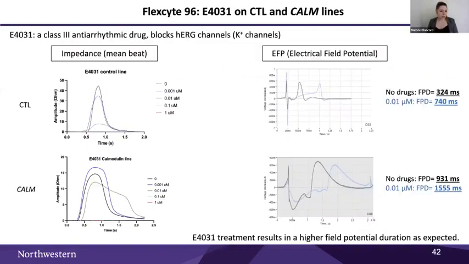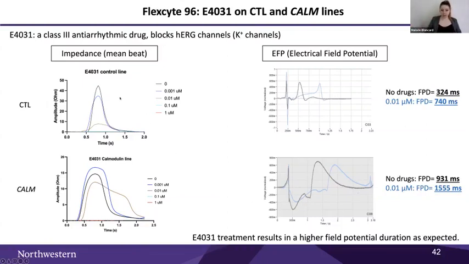Then I did another one, E4031, which is a class 3 antiarrhythmic drug. This one is blocking the potassium channel. So if you remember, that's the repolarization of the action potential, so you would expect a problem in the repolarization, so a longer time.